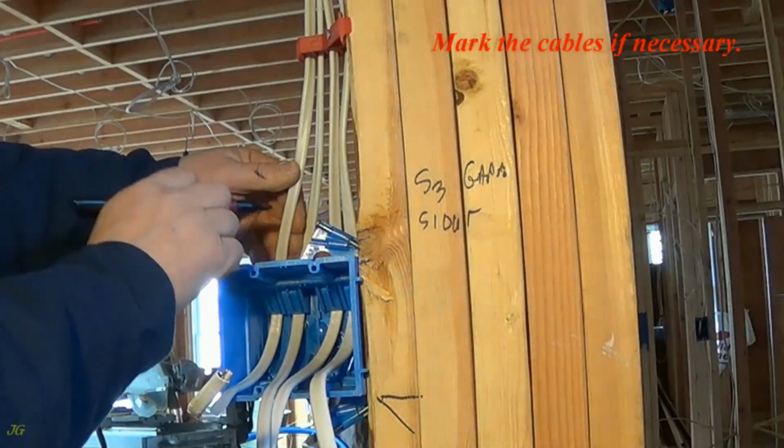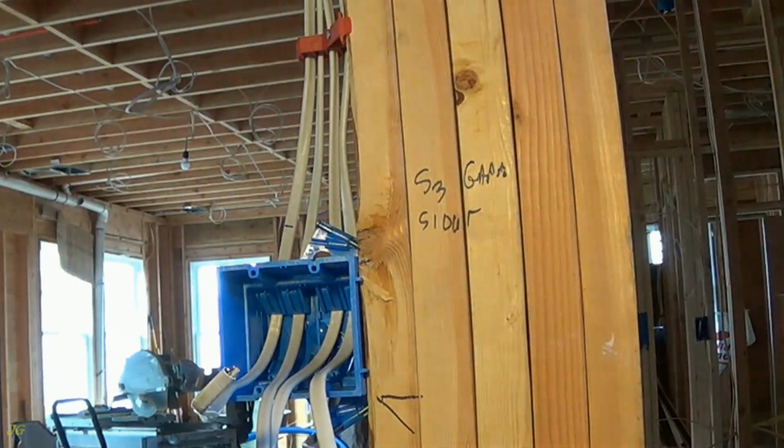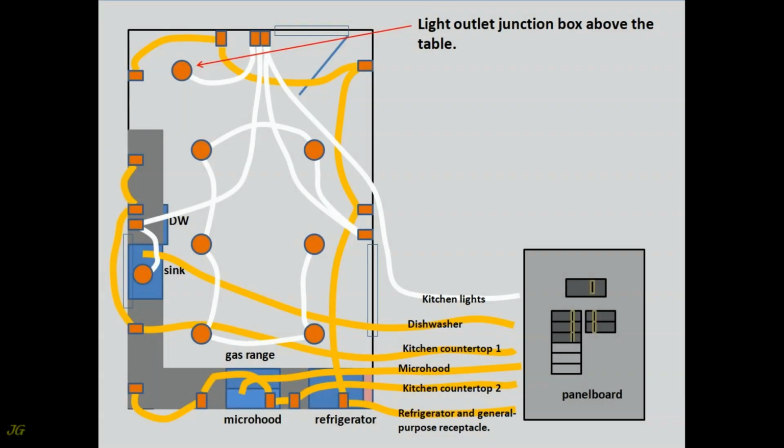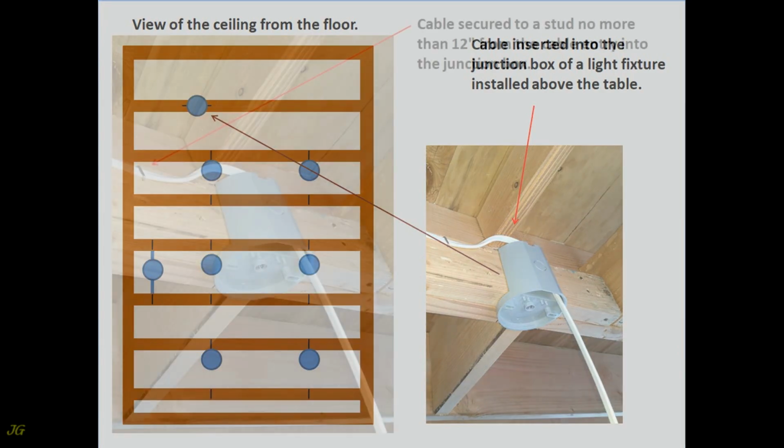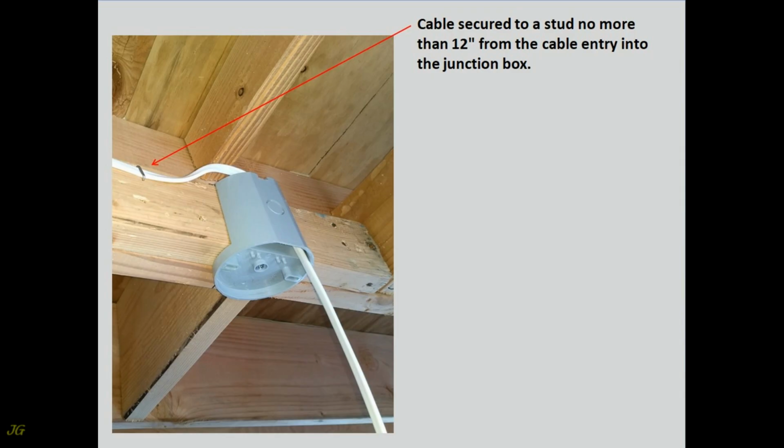Mark the cables if necessary. Light outlet junction box above the table. Cable inserted into the junction box of a light fixture installed above the table. Cable secured to a stud no more than 12 inches from the cable entry into the junction box.